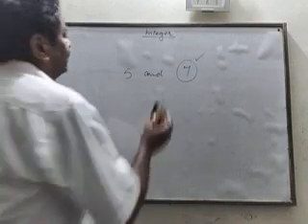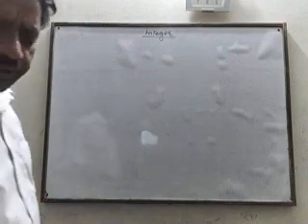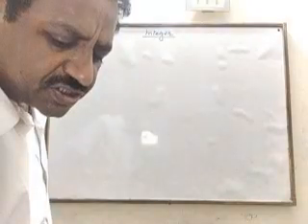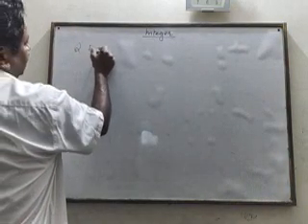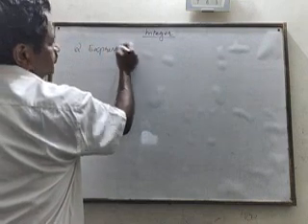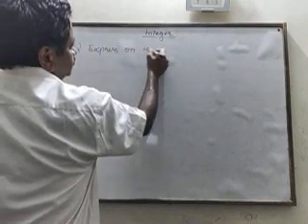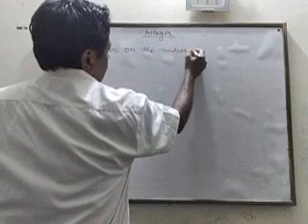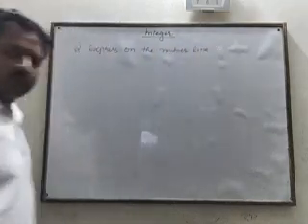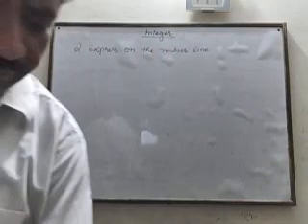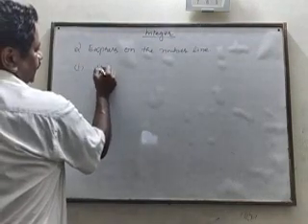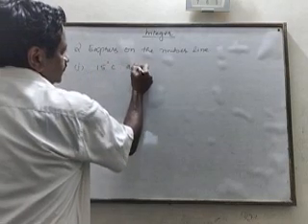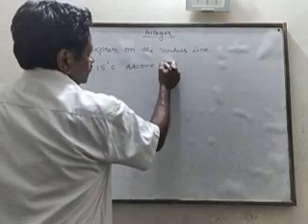A little bit more practice we will do on the number line. Here is a question: express using integers. Express on the number line 15 degrees Celsius above 0.